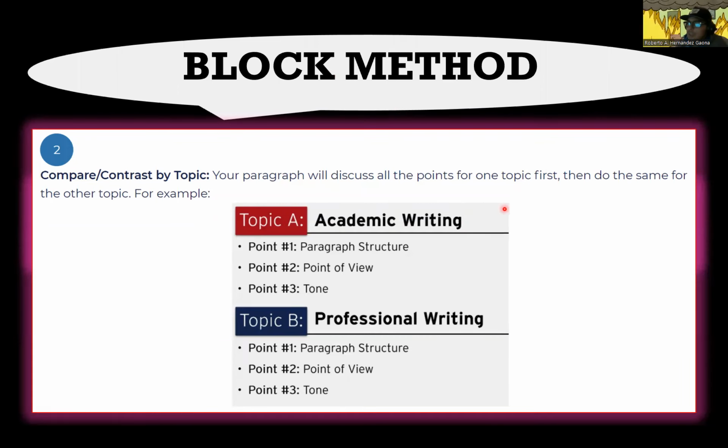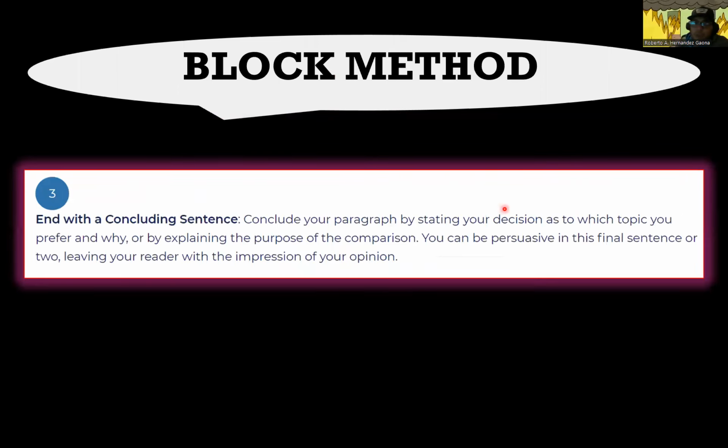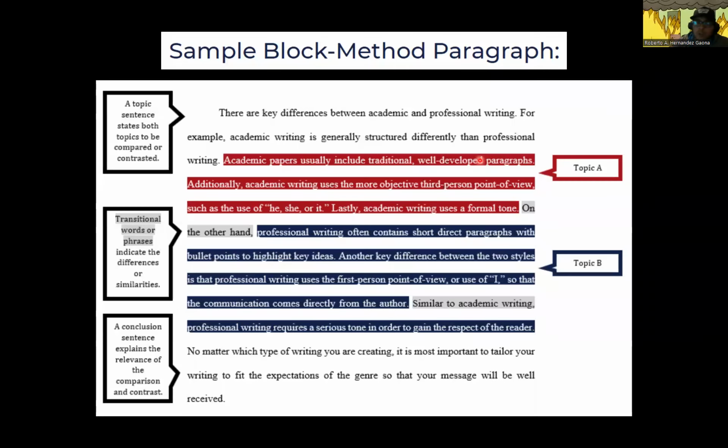Okay. And obviously we finish off with our concluding sentence, which, like we mentioned, is a paraphrase version of our topic sentence. We really want to restate what we mentioned in the beginning. So if we're trying to persuade somebody to lean more towards one type of writing over the other one, this is where we're going to restate that. Now, here's an example of what a paragraph would look like.